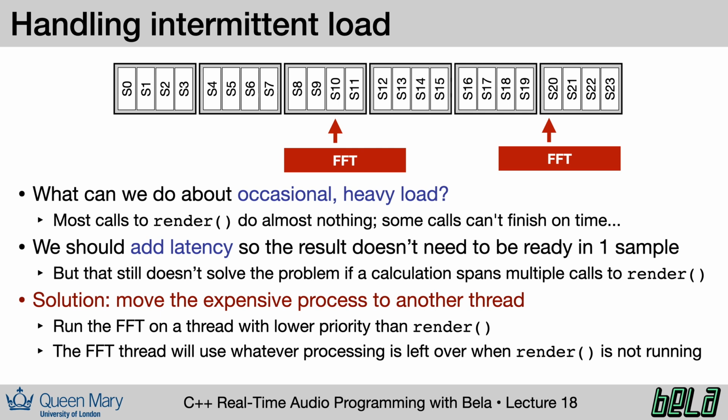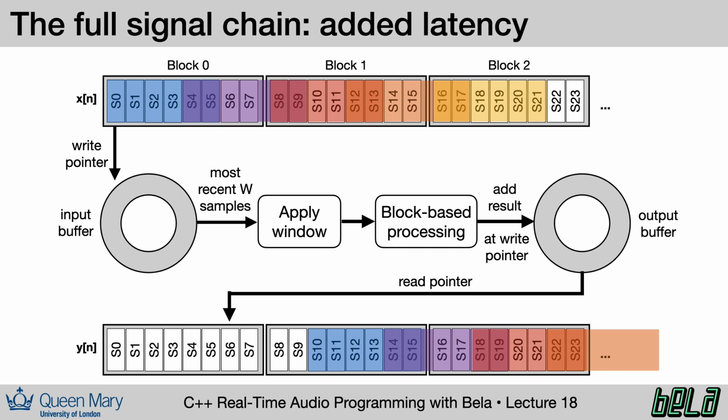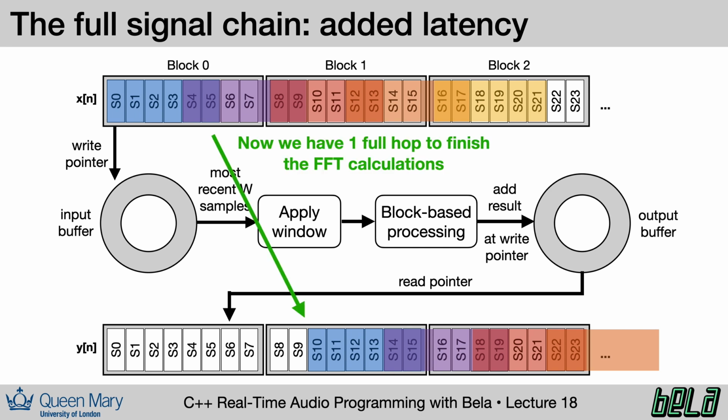Let's see why this is a solution. Here's our signal chain again, but I have added an extra 4 samples of latency between input and output. That's equal to 1 hop size. So now, instead of only having a single sample to finish our FFT calculations, we have one entire hop to do this calculation. That gives us a more comfortable margin.